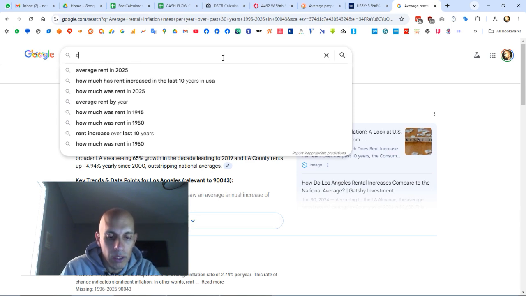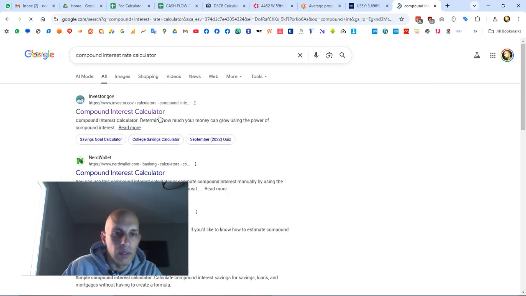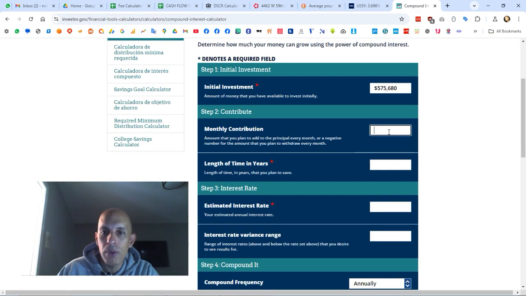So compound interest calculator. This is the investor.gov website. Initial investment was 575,680, and let's say you don't want to put anything from your pocket beyond that 575,680 in order to keep it an apples to apples comparison, because with the building you're just putting in 575 and then the mortgage payment is paid for by itself through the rents being collected. So that would be the equivalent of putting nothing in to the building from your own pocket ever again.